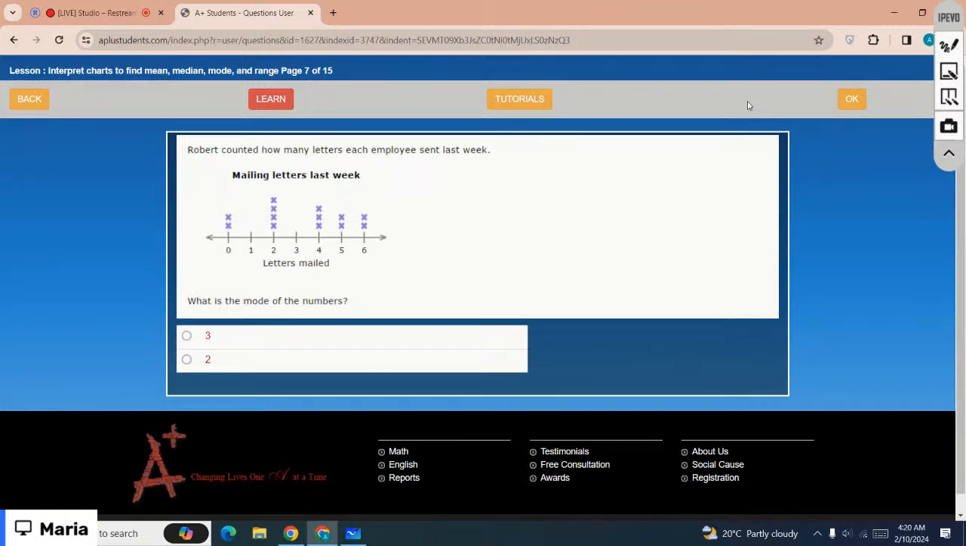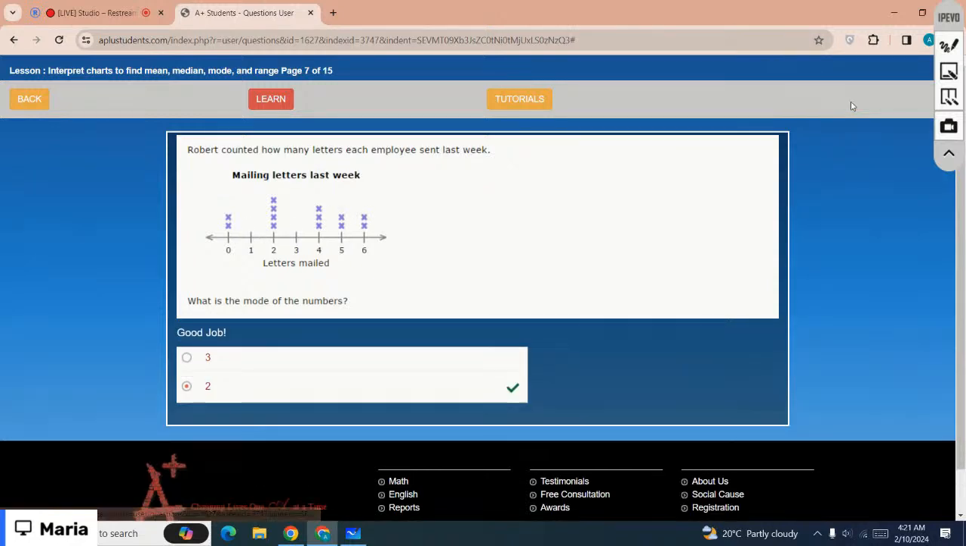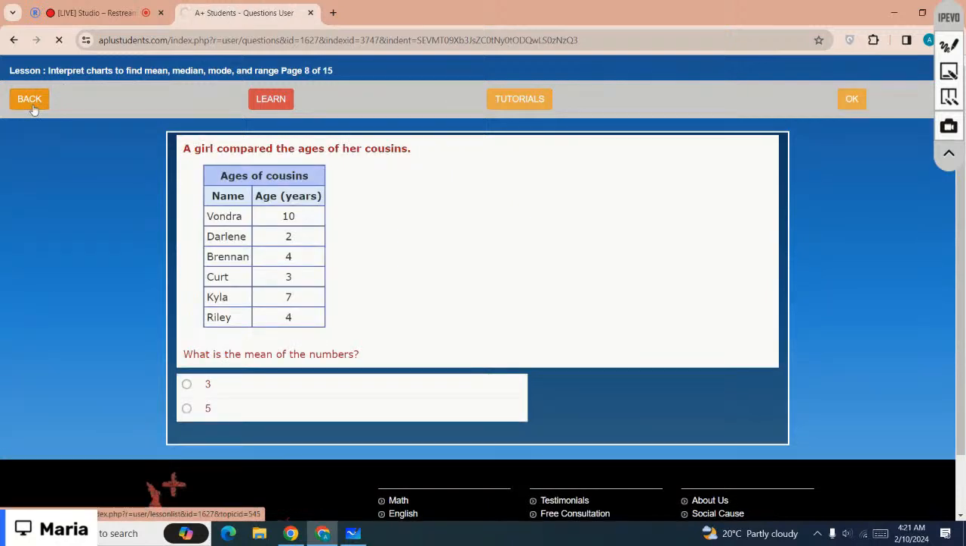Robert counted how many letters each employee sent last week. What is the mode of the data? Mode is the number that appears the most in the given data. So, what is the mode? 2 is the mode. You can see 2 appears 3 times. So, 2 is the mode value, right? You can complete the lesson by yourself later today.